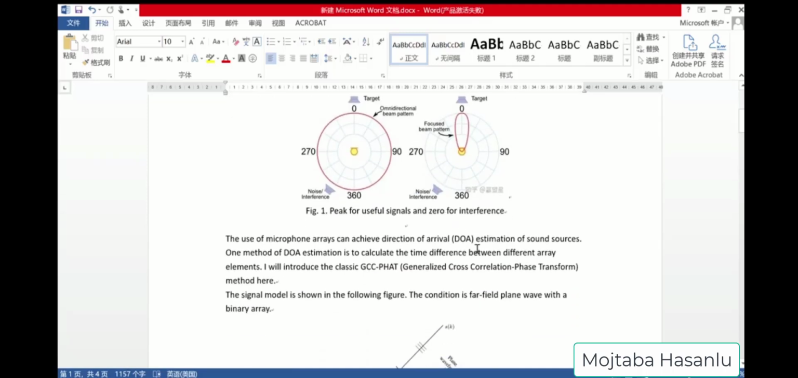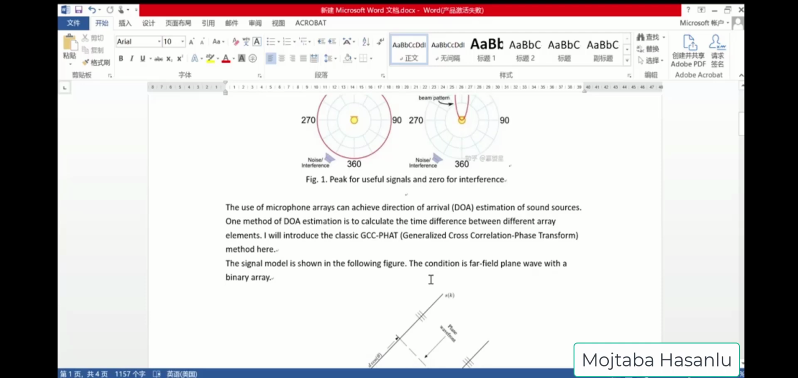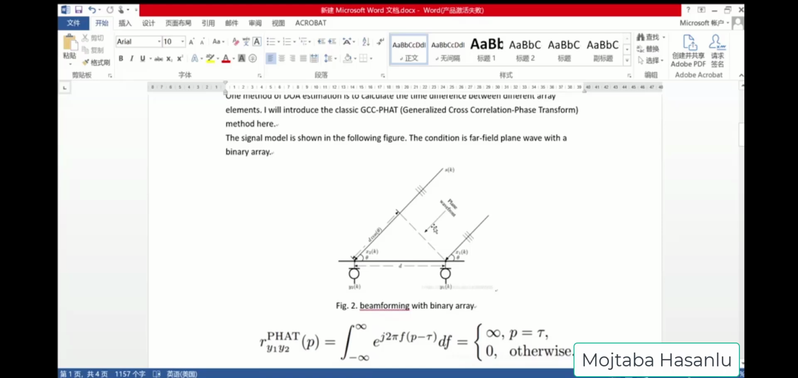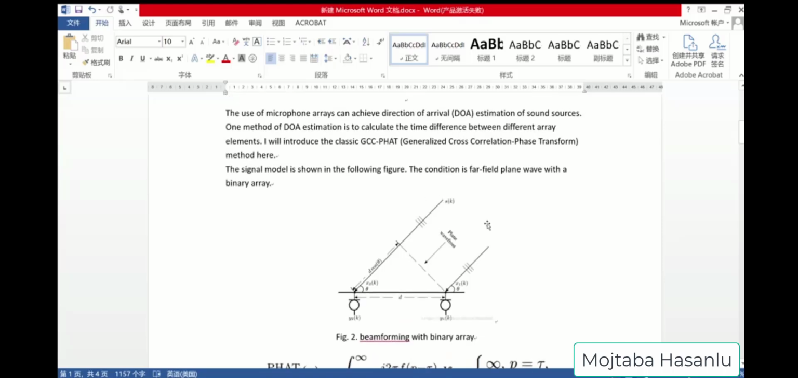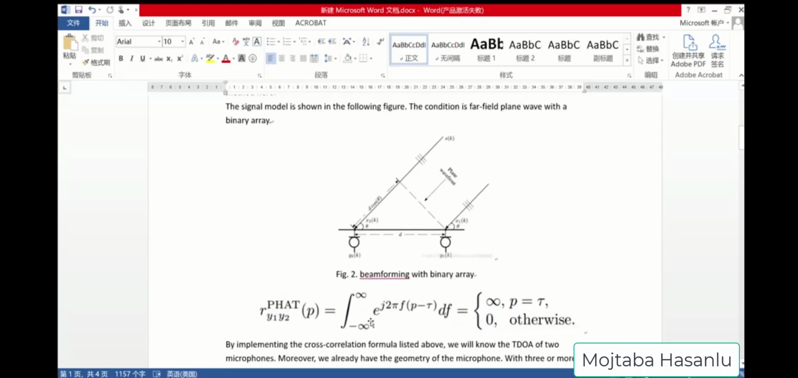And next, I'm going to talk about the microphone arrays. The microphone arrays help us to achieve the DOA, the direction of arrival. There are many ways to get the DOA, and one method is called the classic GCC-PHAT, the generalized cross correlation phase transform, and the method is listed below. The signal model is shown in this figure, where the condition is a far-field plane wave with a binary array, and this is the correlation formula.